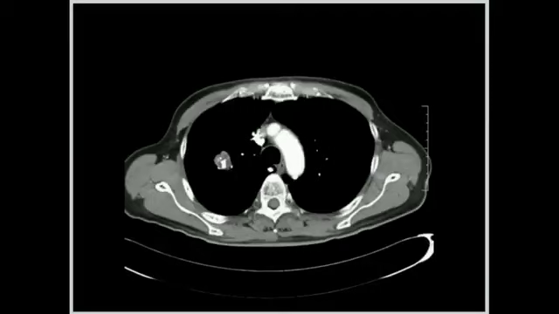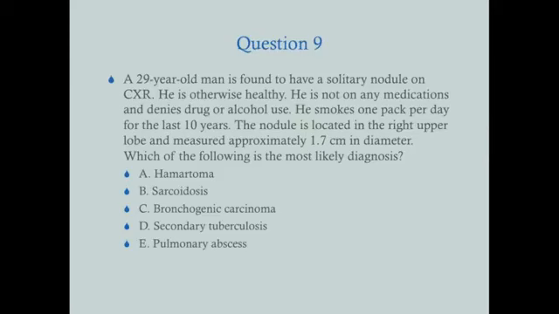Okay, this isn't the same patient, but this is the same diagnosis. So, same side. So where's our nodule? You can see it. Okay, so the nodule is located in the right upper lobe, measures approximately 1.7 centimeters in diameter. Which of the following is the most likely diagnosis in this patient? A. Hamartoma, B. Sarcoidosis, C. Bronchogenic carcinoma, D. Secondary tuberculosis or reactivated tuberculosis, or E. Pulmonary abscess.